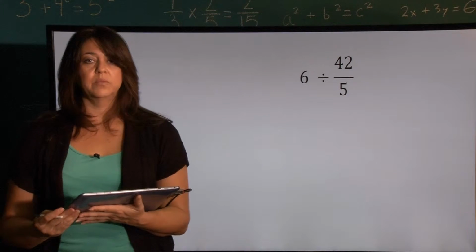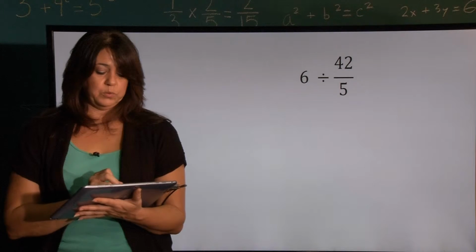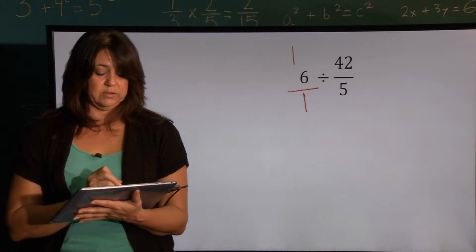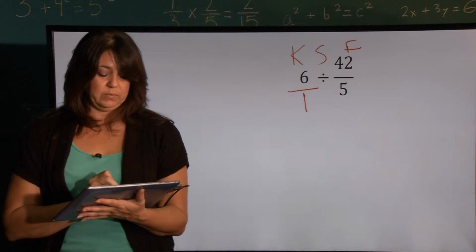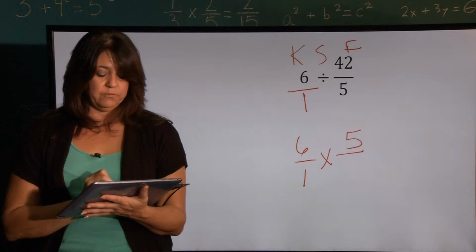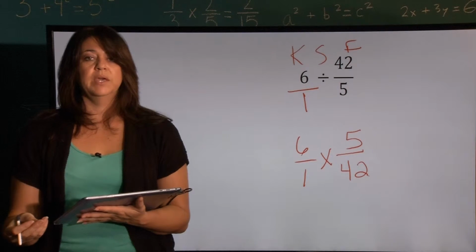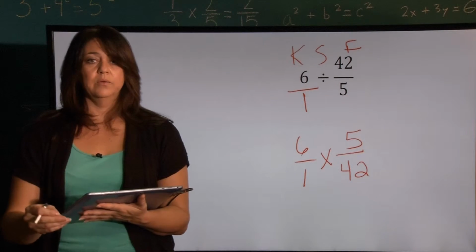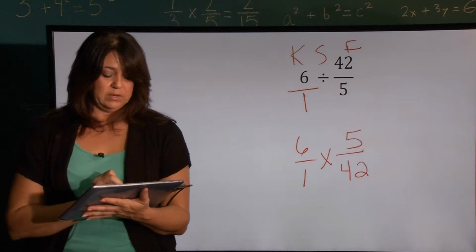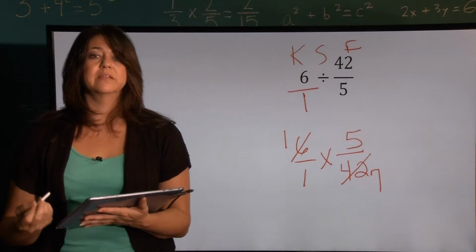Let's look at one more example so that you're not intimidated by dividing fractions and whole numbers. Just put the whole number over 1. Then follow the rules for dividing fractions. Keep, switch, flip. Keep 6 over 1, switch to multiplying, flip to the reciprocal 5 over 42. If you can, simplify now, and then you're not multiplying large numbers and trying to simplify later. 6 divided by 6 is 1. 42 divided by 6 is 7.